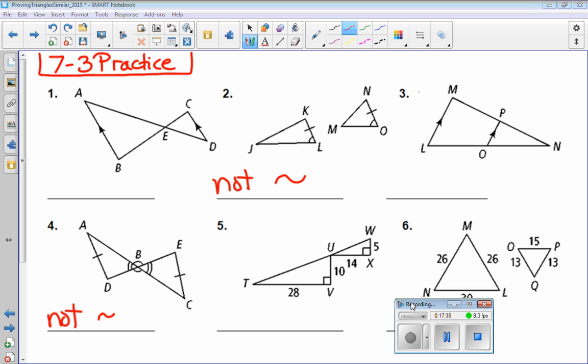Okay, let's start with number 1. I know nothing about the sides. So what's the only possibility of them being similar? AA. Very good. So let's mark what I do know. Okay? What do I know? Do I have some vertical angles? Do I have some parallel lines? All right, so let's mark what we know is congruent to each other. What is it?